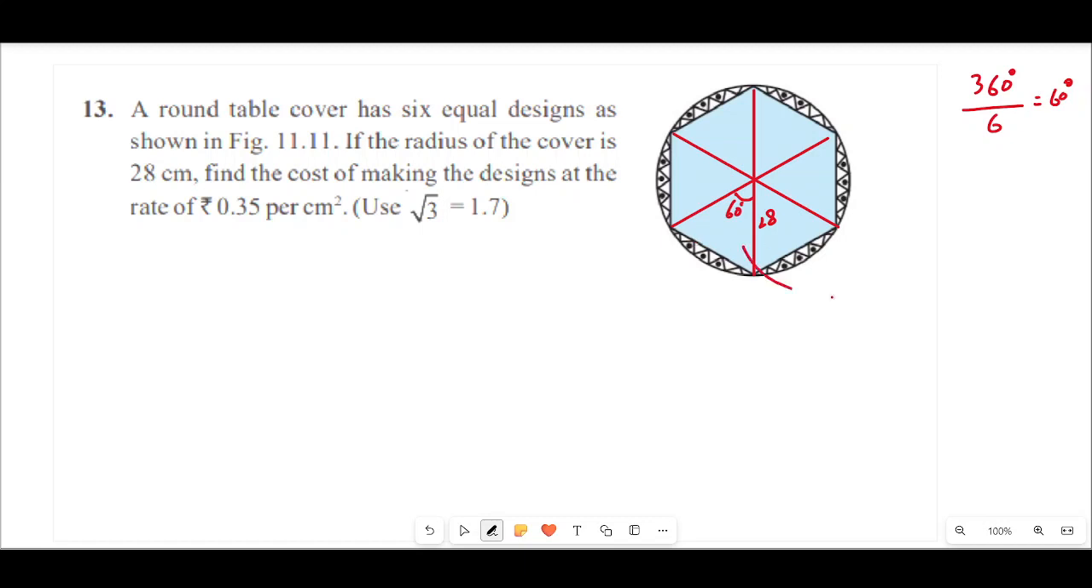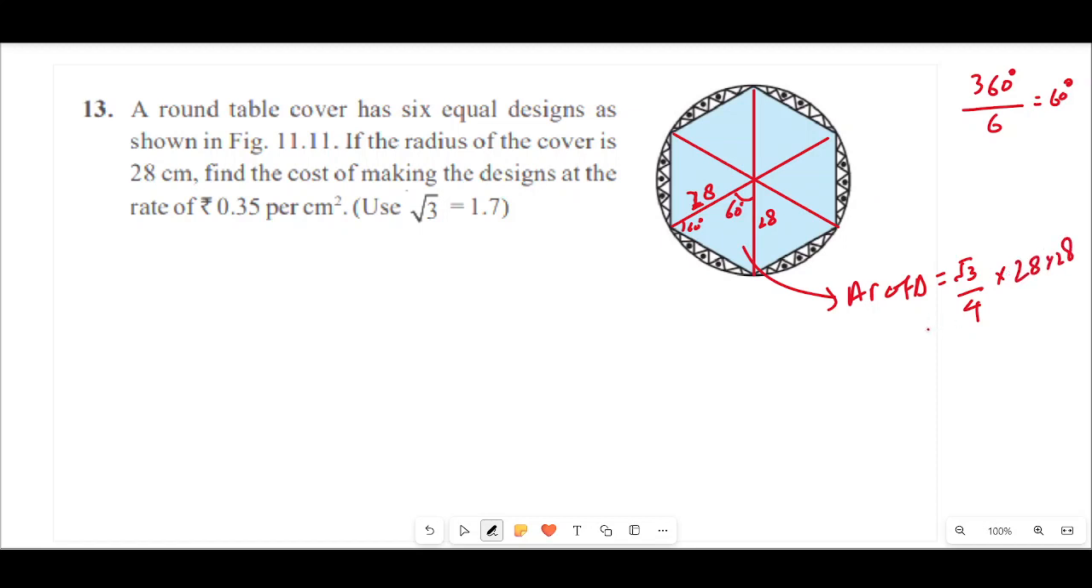Now find out the area of this triangle. Area of triangle. What will be the area of triangle? This is a, if this is 60 degree and this is equal length 28, so this will be 60 degree. So this is a equilateral triangle. So area of this √3/4 a square, a is side. So side is given that 28. Clear?